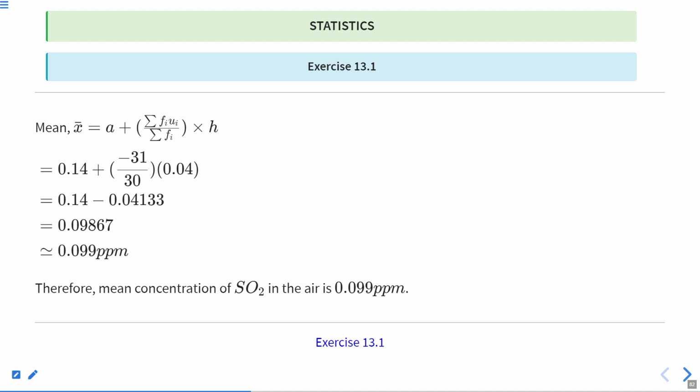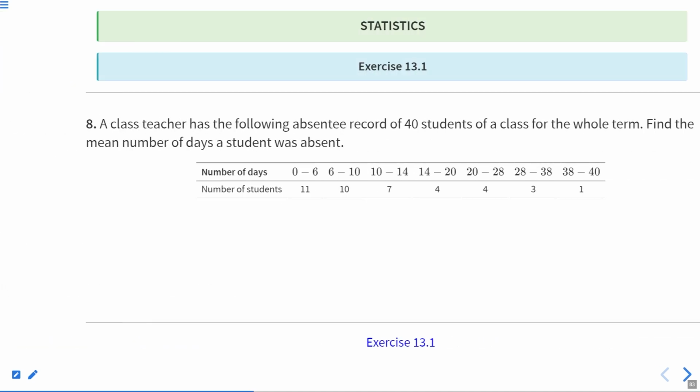Therefore the mean concentration of sulfur dioxide in the air is 0.099 parts per million. And now let us move to the next question.